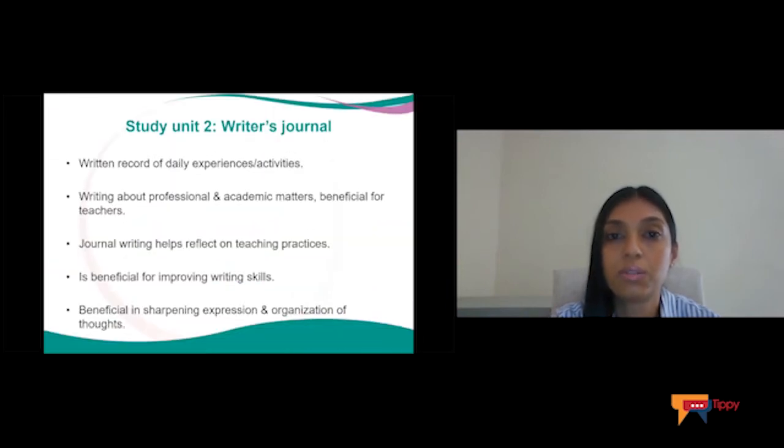Study Unit 2 speaks about the writer's journal. A writer's journal is regarded as a written record of your daily experiences and activities in the classroom. Writing about professional and academic matters is beneficial for you as a teacher. It helps you to reflect on your teaching practice as well as improves your writing skills. Furthermore, it is beneficial in sharpening expression and organization of thoughts. I therefore encourage you to keep a writer's journal.